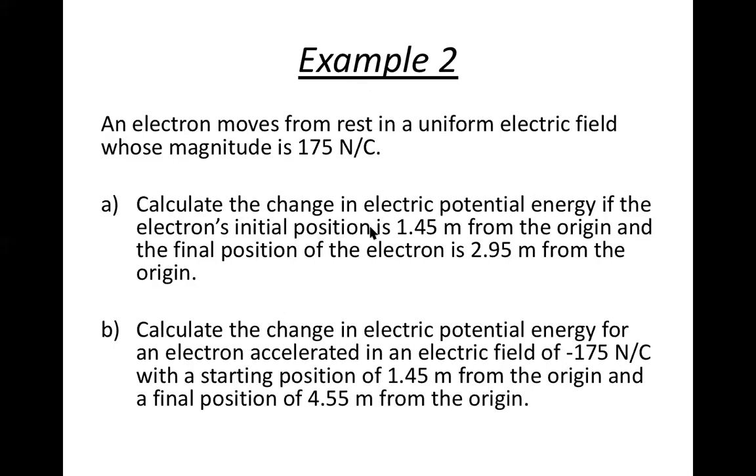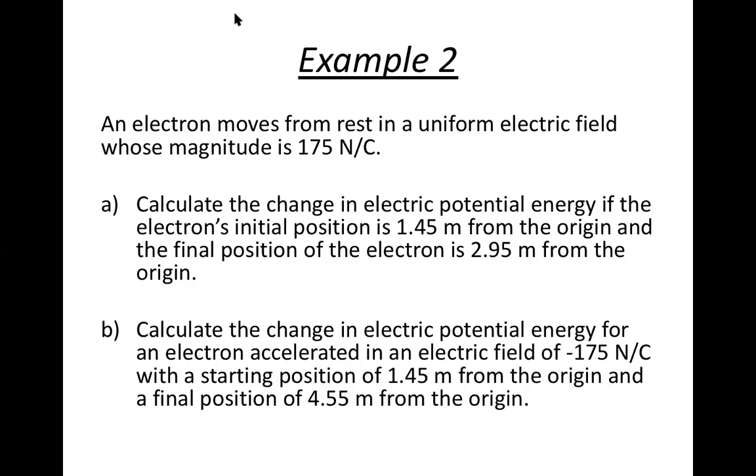And so our initial position, we're going to say that the positive plate is our origin. We start from a little bit away from the positive plate, and then we move to a final position much further than the positive plate. So that's opposite to what the electron wants to do. This is like the ball being lifted up, and we're giving it stored energy, because the electron actually wants to move to the positive side. Calculate the change in electric potential energy for an electron accelerated in an electric field, with the starting position.